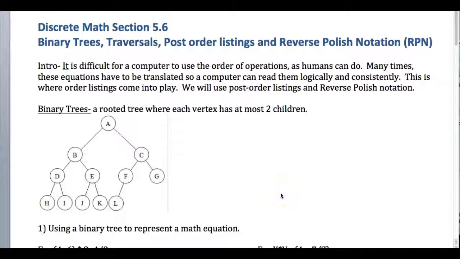Hi, this is Discrete Math Section 5.6. We're going to be dealing with binary trees, traversals, post-order listings, and reverse Polish notation. Now, it sounds like a lot, and it isn't that bad.